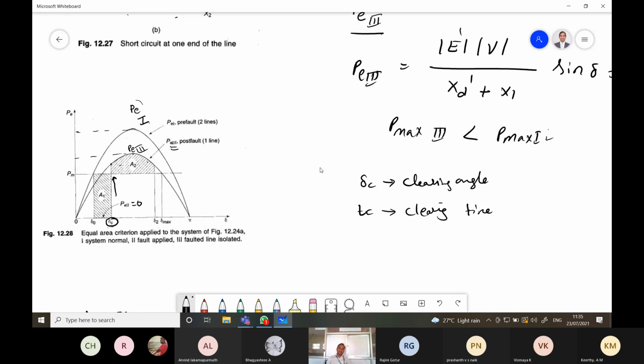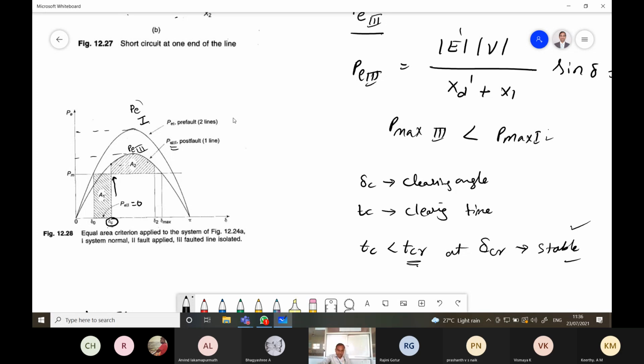If both are not equal, you will not get the stable point, and it will lead to an unstable position. So in this case, if TC is less than TCR, that is, delta C is less than delta CR, the critical clearing angle, the system will become stable. Your clearing time should be less than the critical clearing time, and then you will achieve stability. It should not cross the critical, since critical means a very dangerous case.